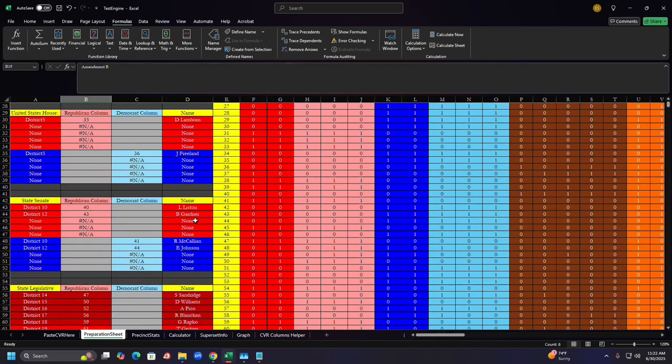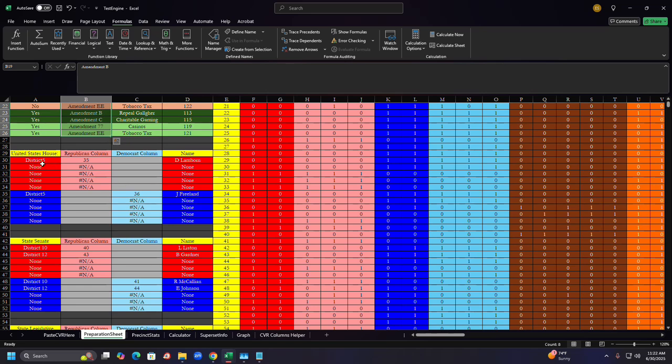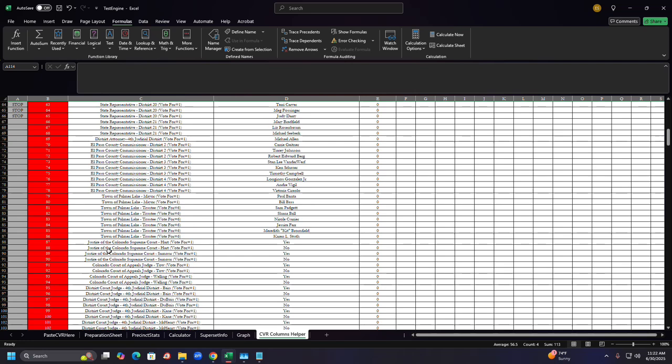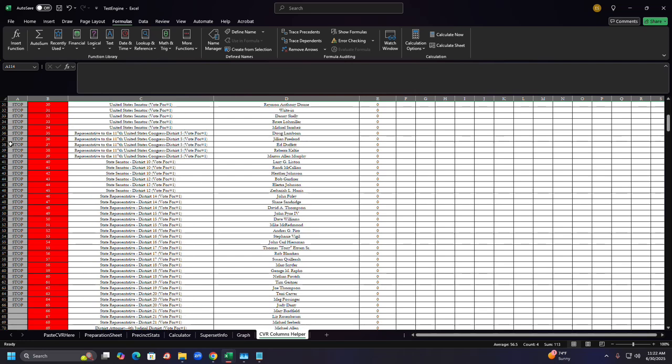Now for the United States House races. So you have to find every congressional district. In El Paso, there's only one in the 2020 election. It's District 5. So you go find them, and you find the Republican column and the Democrat column, and you put them here. So 35 and 36.